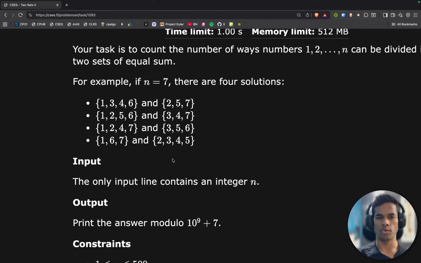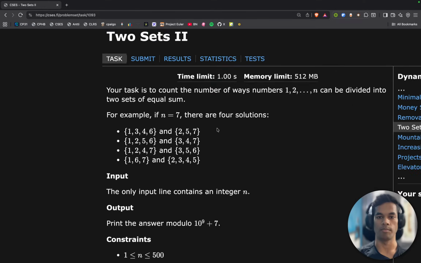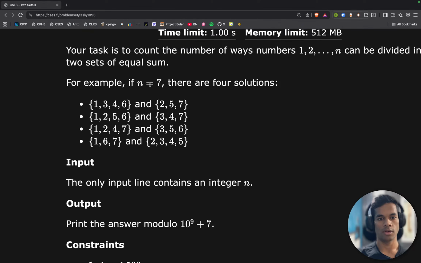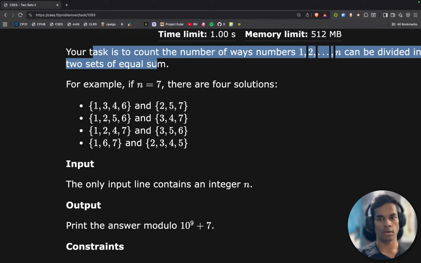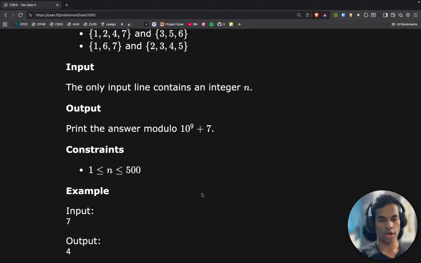So this is very similar to coin change, and I can just, given a set, given numbers from 1 to n, how many ways can I get a sum that is half of the total sum. Okay. So yeah, that is cool. The thing is here, the number of numbers that have been provided is quite a bit large. It is 500.